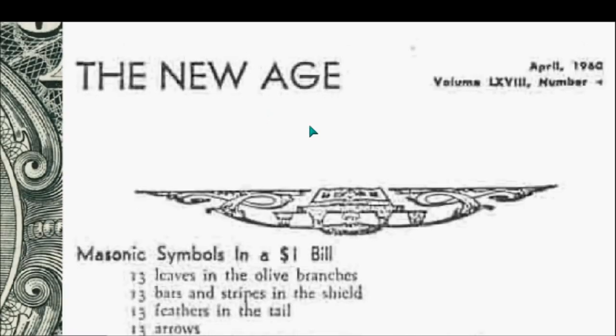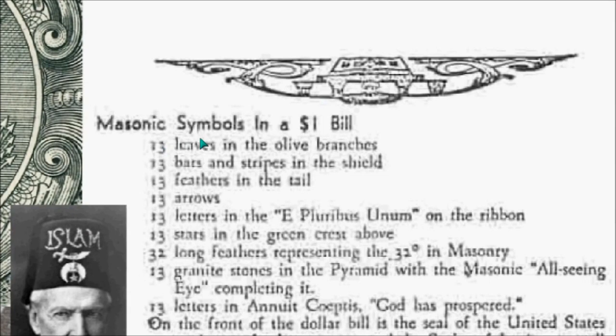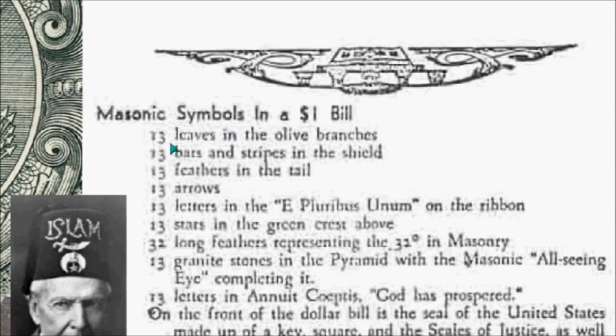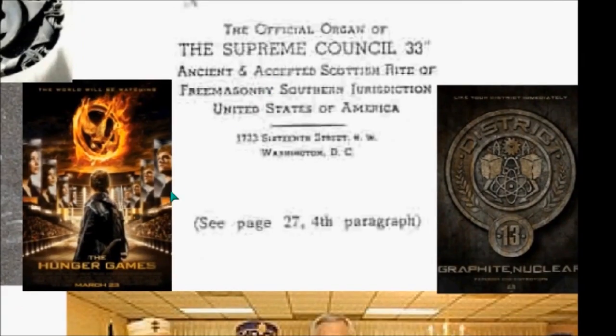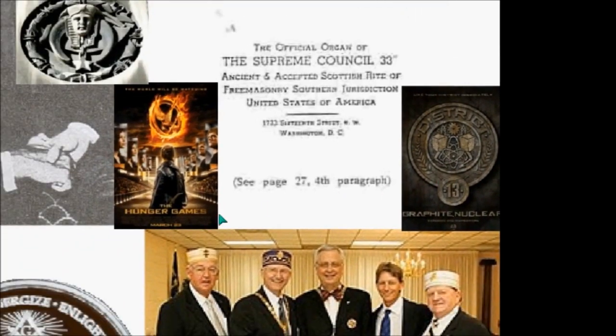And so you have here the New Age magazine. This is April 1960, and you can see the Masonic symbols on the dollar bill and the reference all to 13s. Just to prove to you that 13 is a number of rebellion, if you look at the Hunger Games, this movie, the 12th district is the one that competed, which they followed the competitors in that movie. But remember, the 13th district was the one that rebelled. And so these writers, everyone in the industry, they know what this represents.